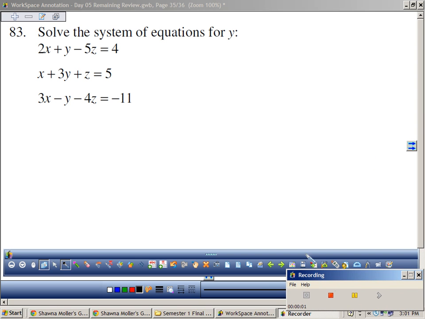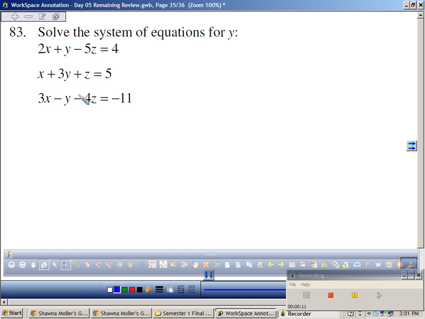Two that I really find important in this study guide. So this is solve the system of equations for y. I think this is a really important one to do because it's a 3-variable system, right? Okay, so what do you want to eliminate first?